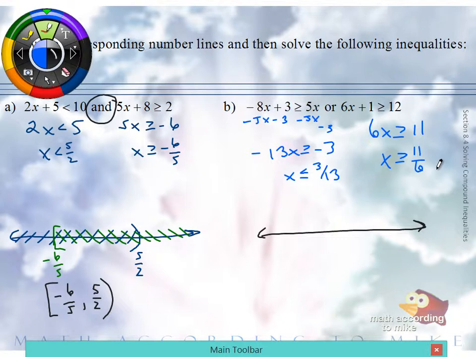Second one, everything's okay. 3/13. I'm going to put it right here because I can. Shading left or right? Left. With the bracket. 11/6. Shading left or right? Good. We have or as our conjunction. Or says take whatever is shaded. What's shaded?